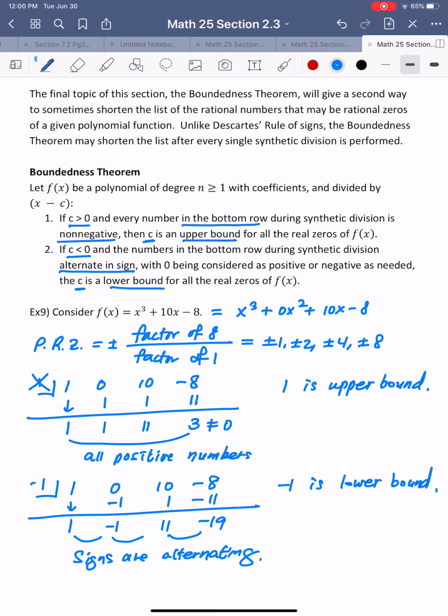At this point, we have to check the 2 number and eliminate all the 8 numbers from the list generated by the rational zero theorem. So this one might not have any of the zeros, okay, for the real zero.